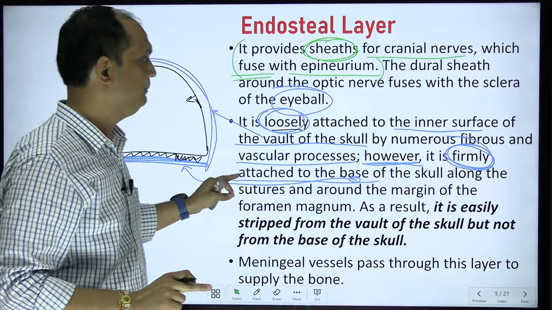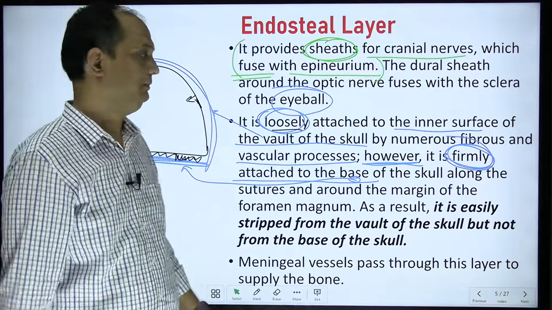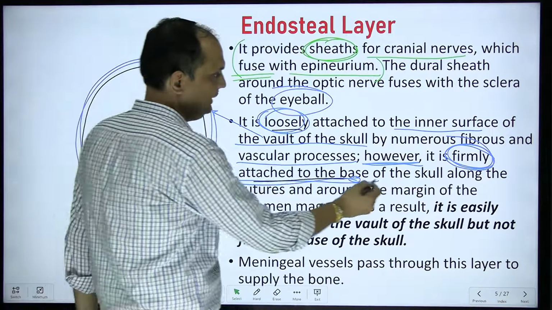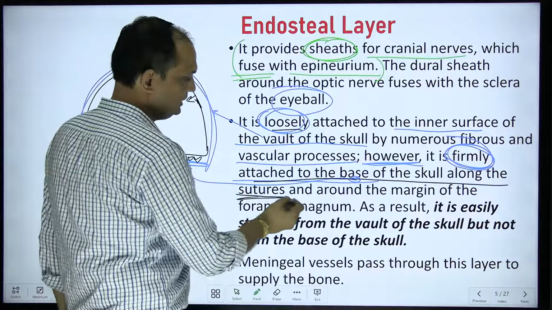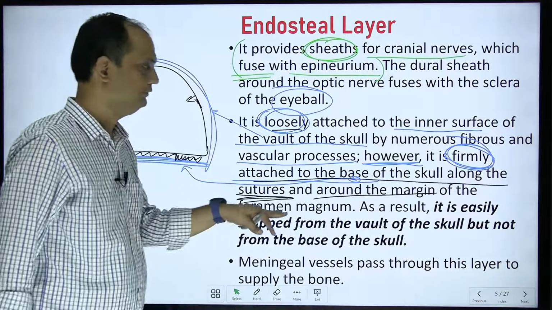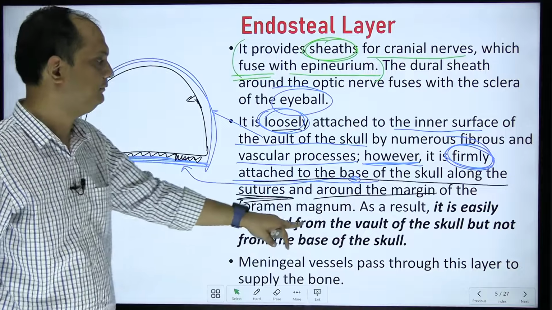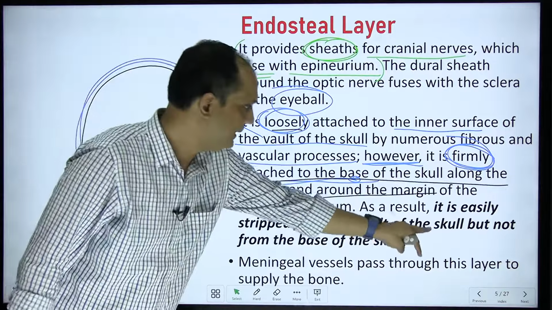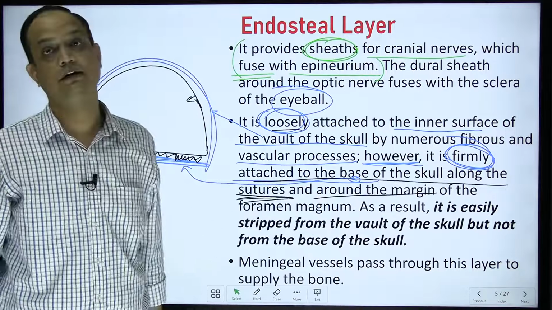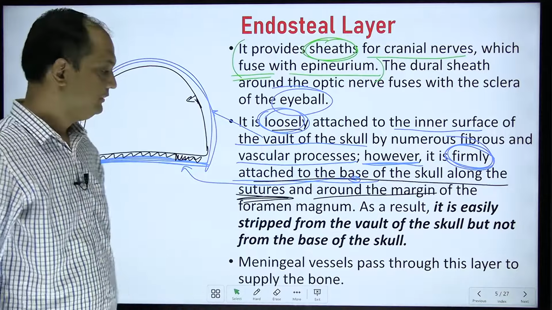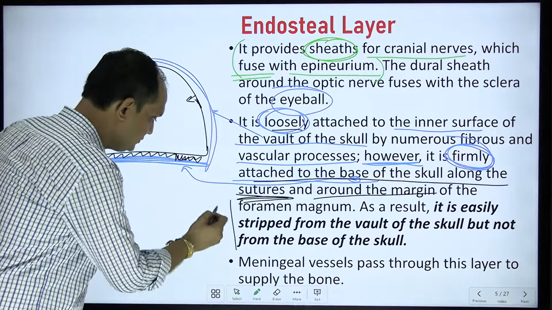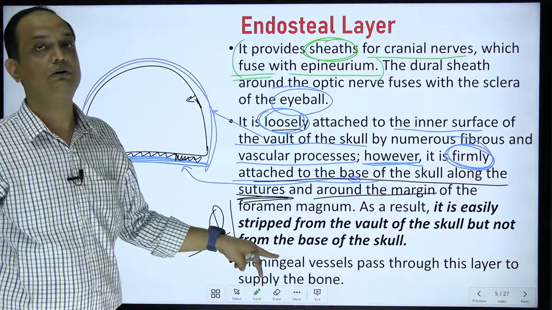So this is a very important concept which you have to keep in mind, and it attaches to the base of the skull along the sutures and around the margins of the foramen magnum. As a result, it is easily stripped off from the vault of the skull but not from the base of the skull. Clear? So here this is the question: is it a true line or a false one?